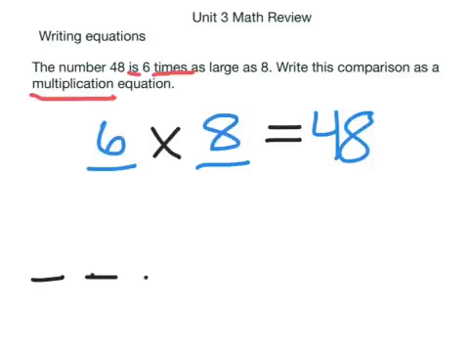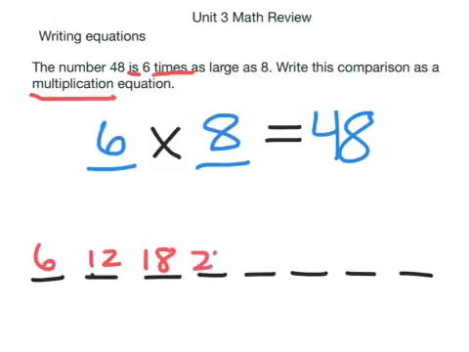So 1, 2, 3, 4, 5, 6, 7, 8. Alright, let's skip count by 6 to make sure that 6 groups of 8 is the same as 48. So I start with 6, 12, 18, 24, 30, 36, 42, 48. And in fact, that is correct. So 6 groups of 8 is the same as 48. And there you go. There's your equation.